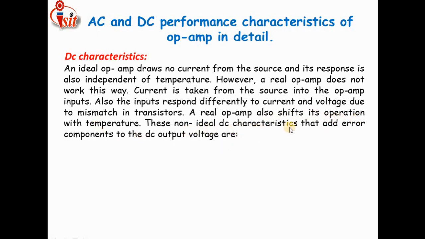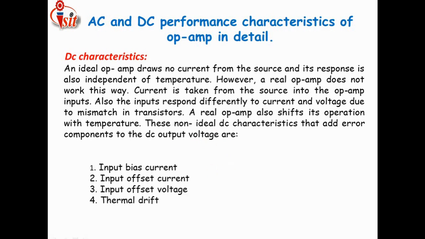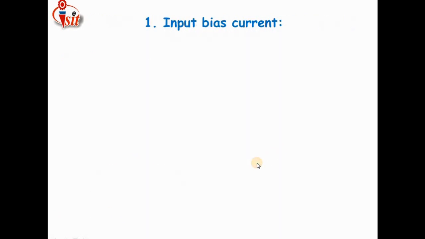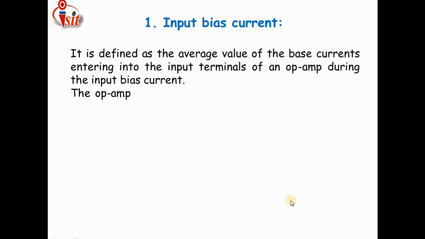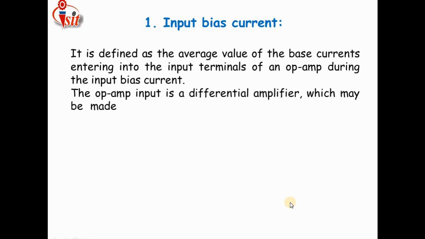These non-ideal DC characteristics add error components to the DC output voltage. What are these error components? Just see: input bias current, then the input offset current, the third one is the input offset voltage, and the fourth one is thermal drift. We have seen all these parameters already. Now let us see these four parameters in detail. The first parameter is the input bias current.